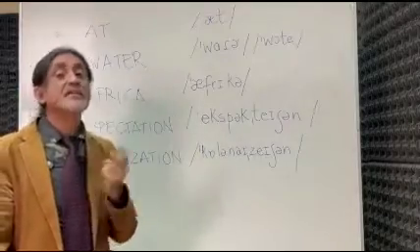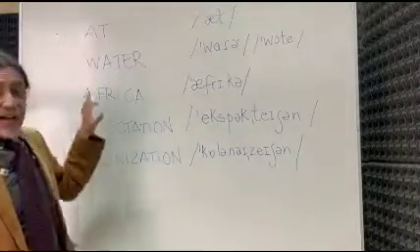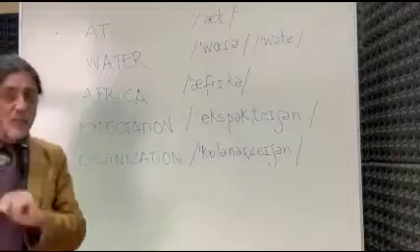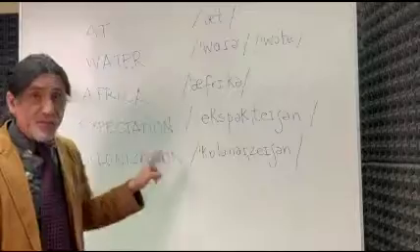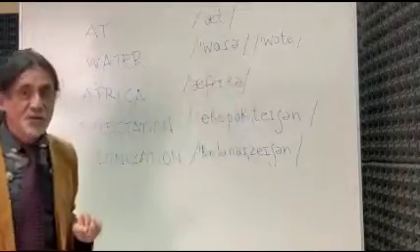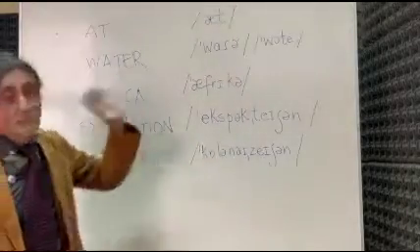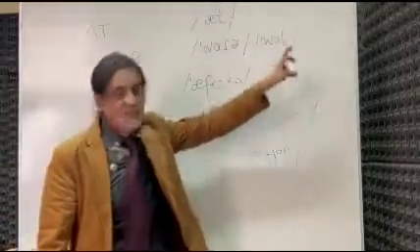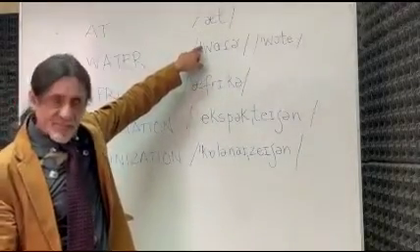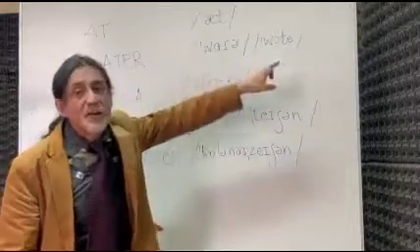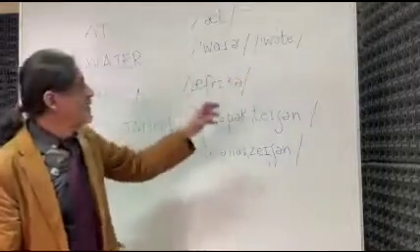A and t. Now let's analyze a word that has two syllables, like water. In American English, it's water. But in British English, it's water. This indicates the stress. So it's not water, it's water.